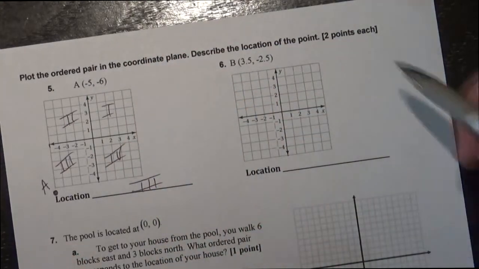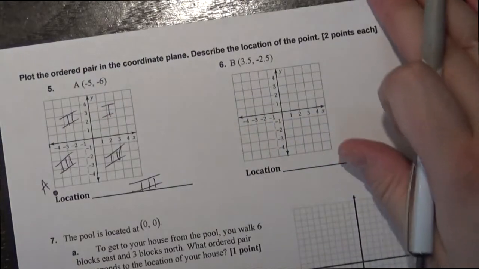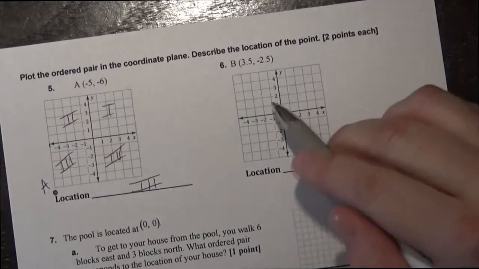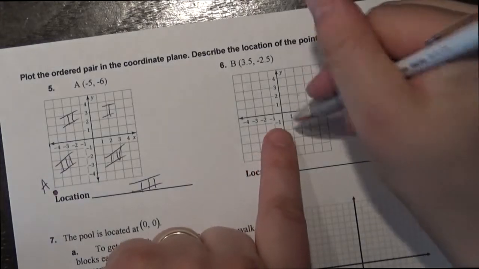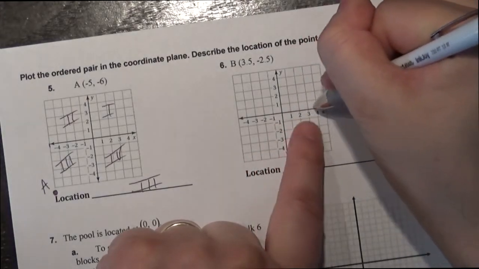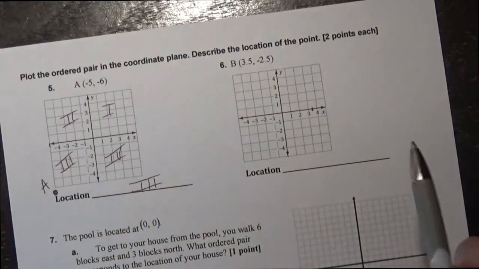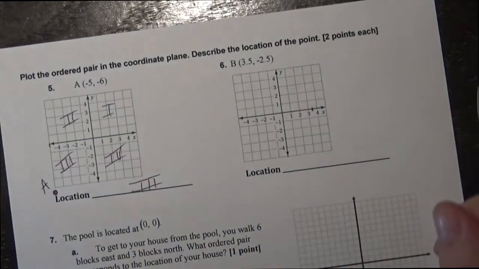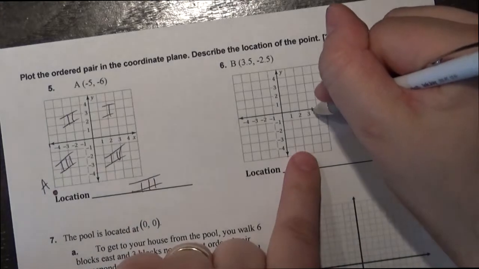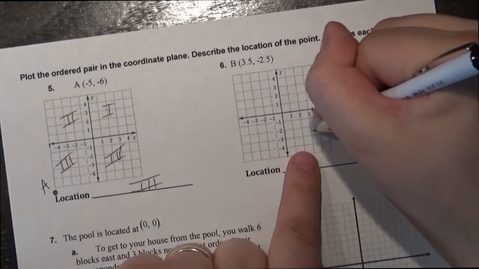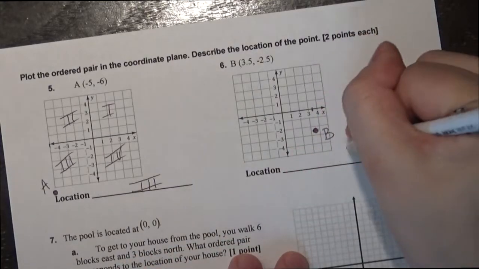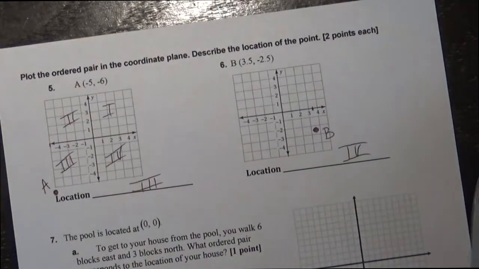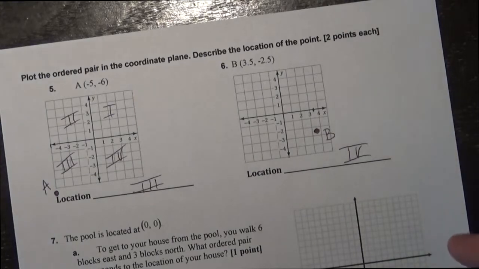Let me do number 6 right now because this is pretty much the same thing. Now I have some decimals here where I have to figure out 3.5. So if I go over 3.5, 1, 2, 3, 0.5 would be right in the middle of 3 and 4. And then I go down to 2.5. 1, 2.5 would be right here. So right here is point B, and that's located in quadrant 4. Easy stuff if we know what we're doing, and hopefully by test time you do.